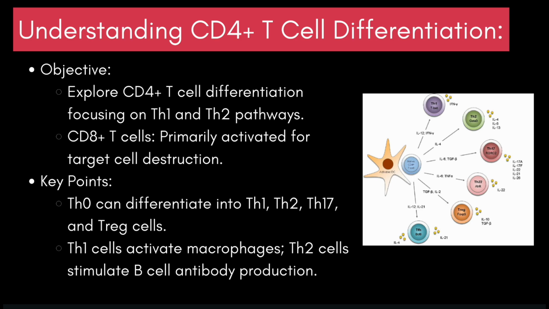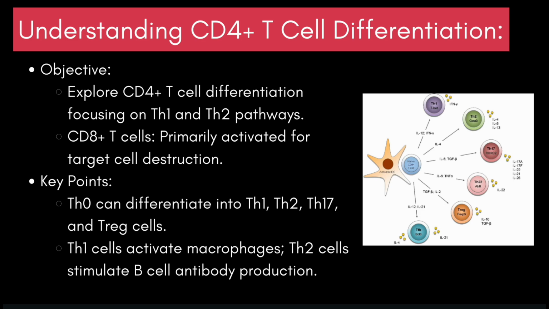So I'd like to open up today by talking about the differentiation factors between CD4 plus T cells. I'd like to explore CD4 plus T cell differentiation and focus on the Th1 and Th2 pathways and how CD8 plus T cells are primarily activated for target cell destruction. Some key takeaways are that Th0 can differentiate into Th1, Th2, Th17, and T regulatory cells, and Th1 cells activate macrophages. Th2 cells stimulate B cell antibody production. The picture on the right should illustrate this a little better, but let's go ahead and move on to the next set of content.